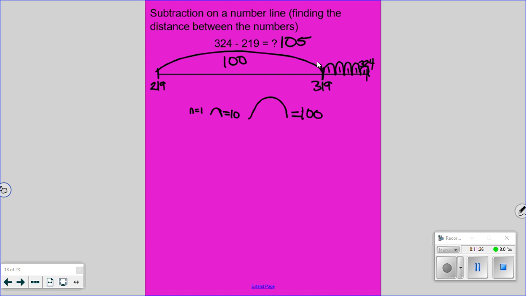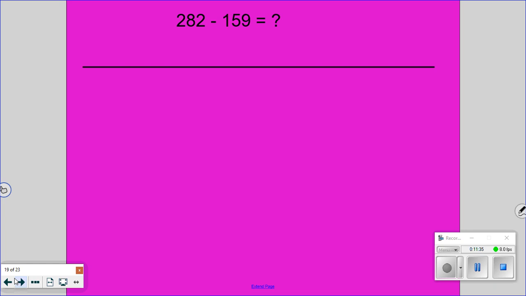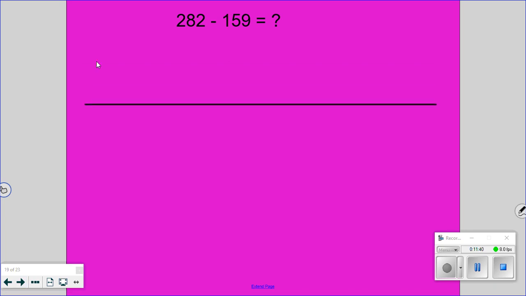So far, so good? We're going to try another one. 282 minus 159. Someone read this to me in English. Callie, go for it. 282, take away 159. That will work. What's the other way we're thinking about it today, though?